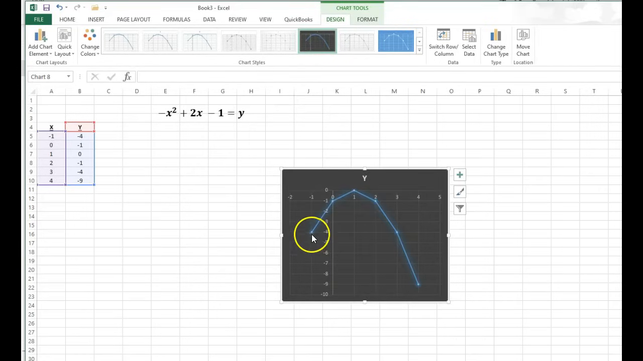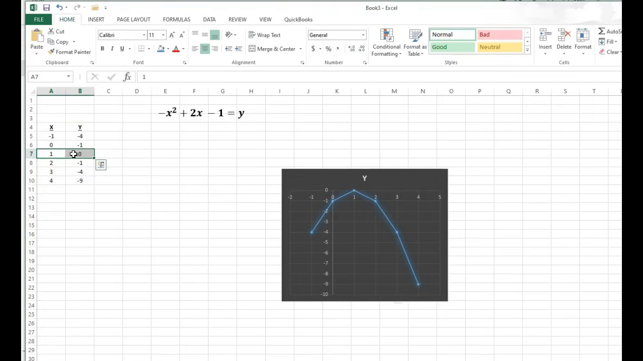So basically, we started from here. It went up, just touched the x-axis, and went back down again. So here is your answer. When x is equal to 1, y is equal to 0. So your answer is 1. Let me highlight this, and that would be your answer.